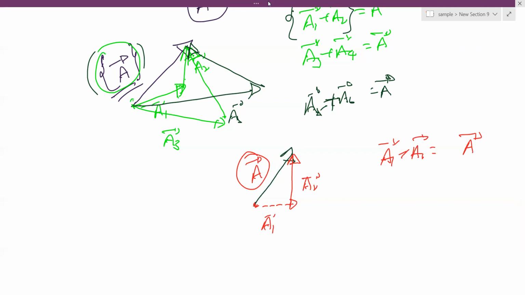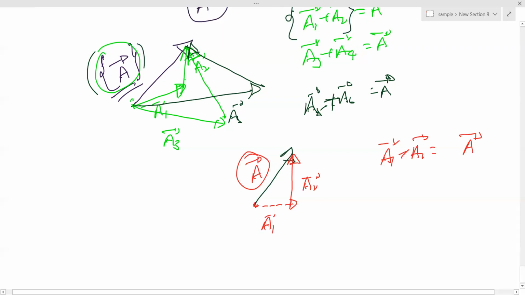Sir, you just now called it spade. We call a vector spade, sir. You just now called A spade, A1 spade plus A2 spade. No. I'll tell you. A1 vector plus A2 vector is equal to A vector, right?